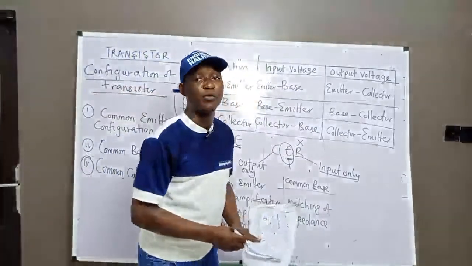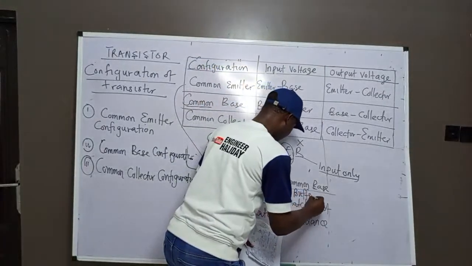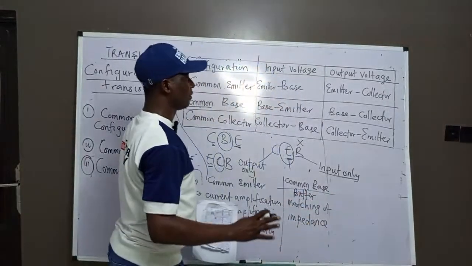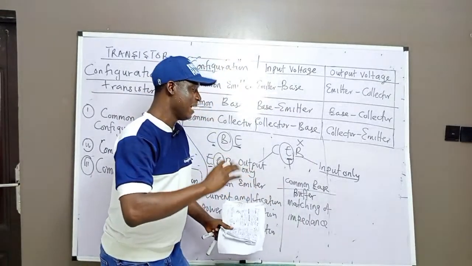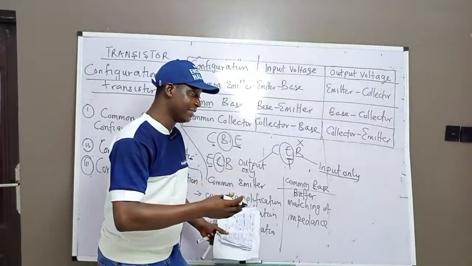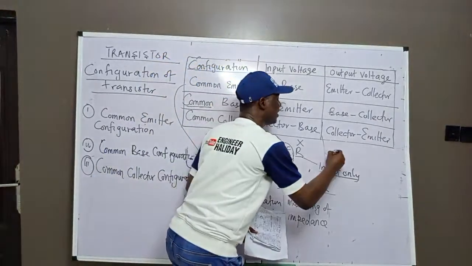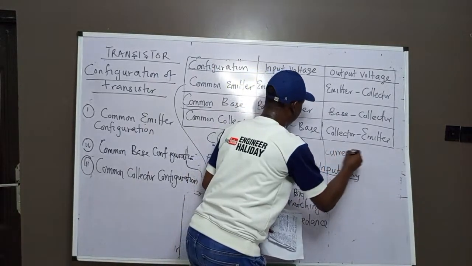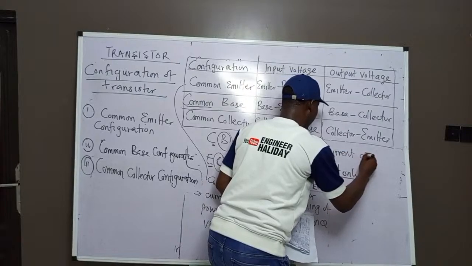Now, there is what we call buffer. I don't want to go into this aspect because it has to do with grade 2. I don't know whether I can leave it, but let me just try to see how I can explain it for you. There is what we call the current gain. Just try to see how you can get it.